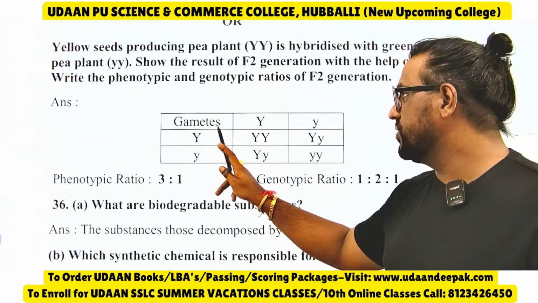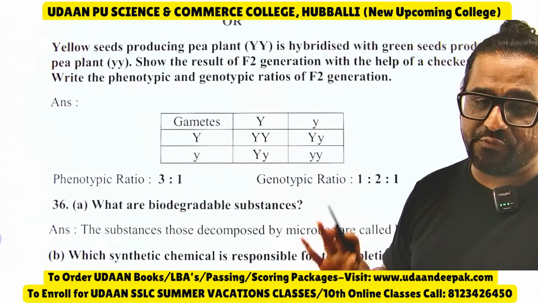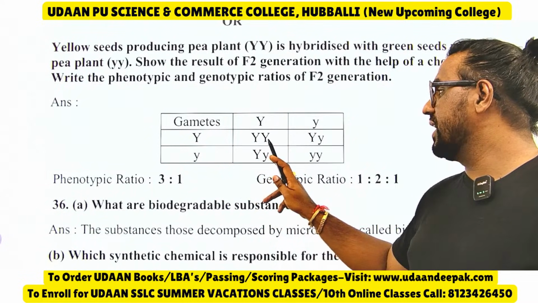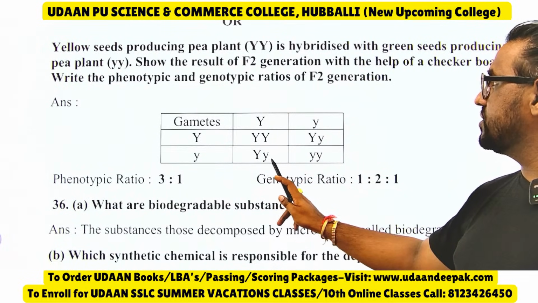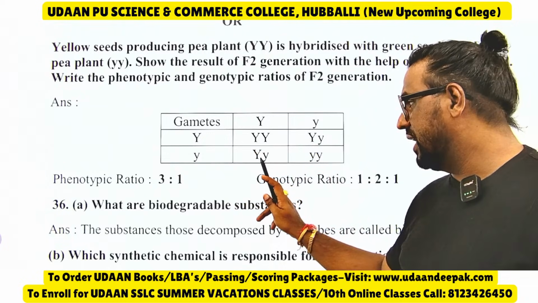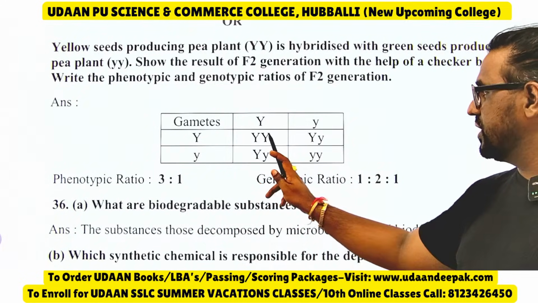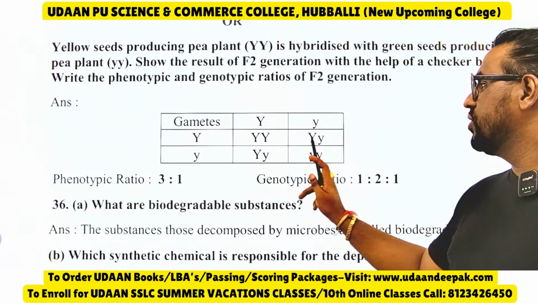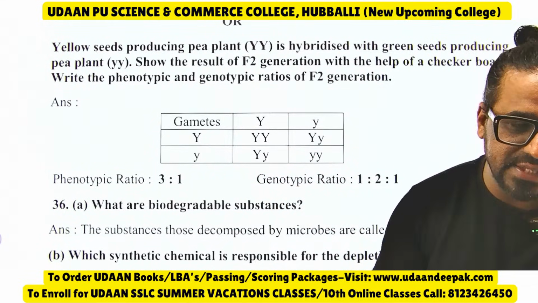So F2 generation again, capital Y, small y, capital Y, small y, comes from the F1 generation. Here capital Y, capital Y, pure yellow. Here hybrid yellow. This is also hybrid yellow, and this is pure green. So 3 are yellow. So 3:1 is the phenotypic ratio, and the genotypic ratio is 1 pure yellow, 2 hybrid yellow, and 1 pure green. So like this you should be able to answer.